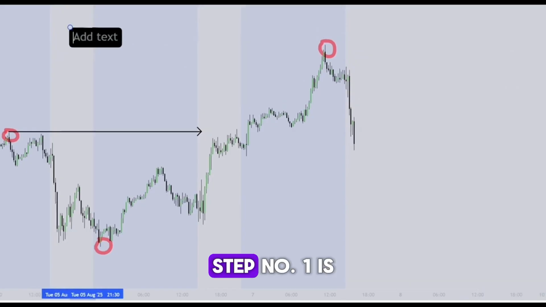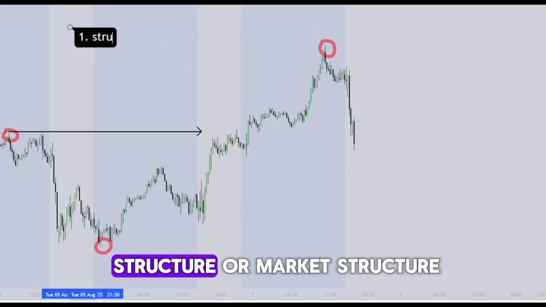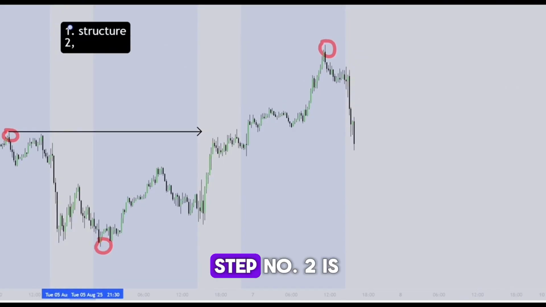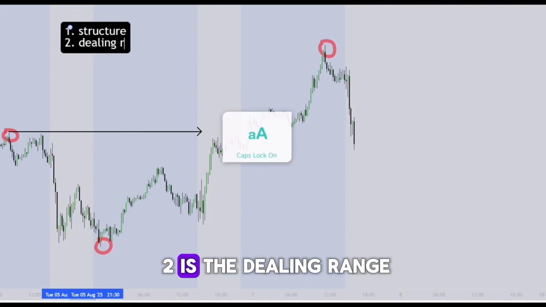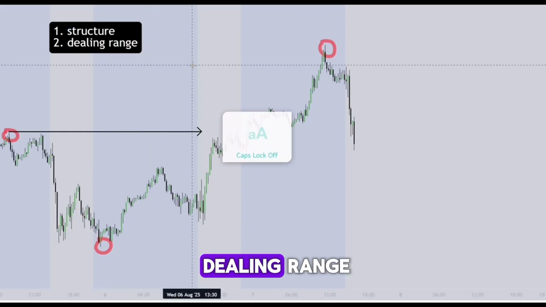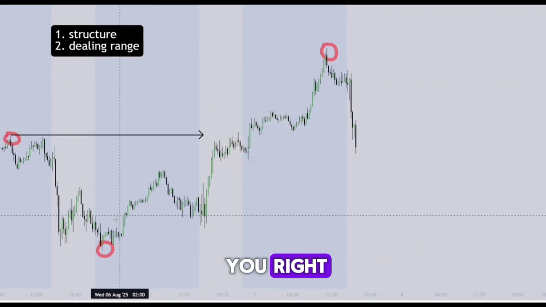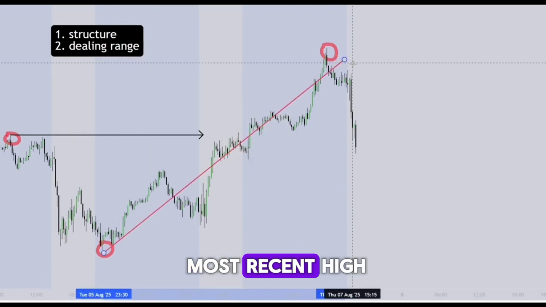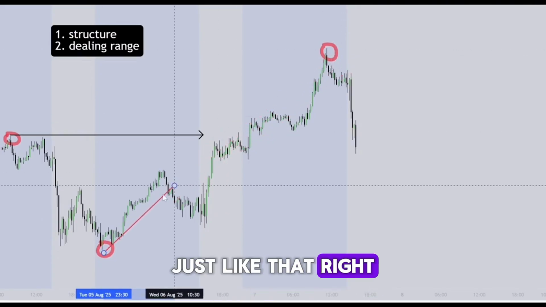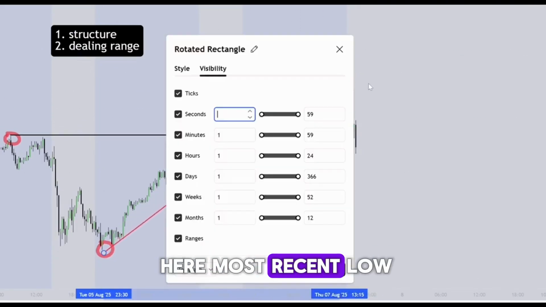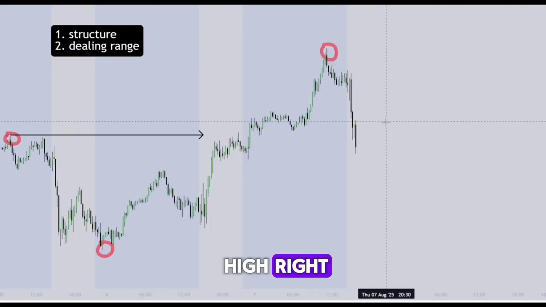So I'm just going to mark this out. Step number one is structure or market structure. Step number two is the dealing range, right? So step number two is the dealing range. So what is the dealing range? The dealing range is what I just showed you, right? It is the most recent low to the most recent high, just like that, right? Just from here to here. Most recent low to the most recent high, right?